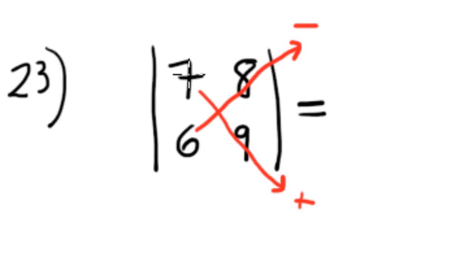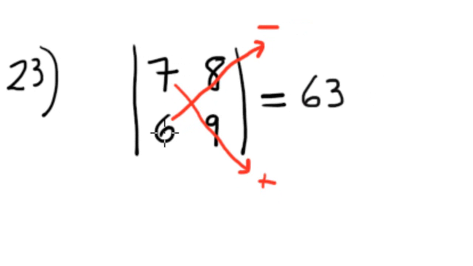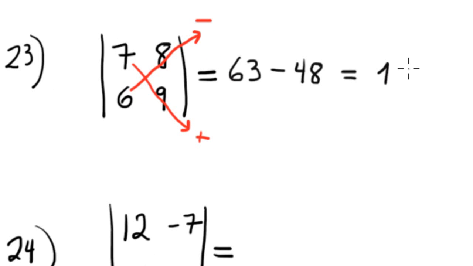You multiply 7 times 9, which is 63, positive. And 6 times 8 is 48. And when you subtract, it's 15. Okay, corresponding in the handout, that is option C.